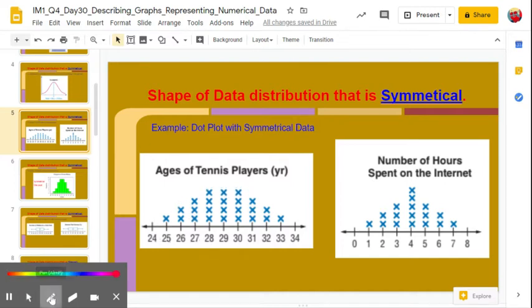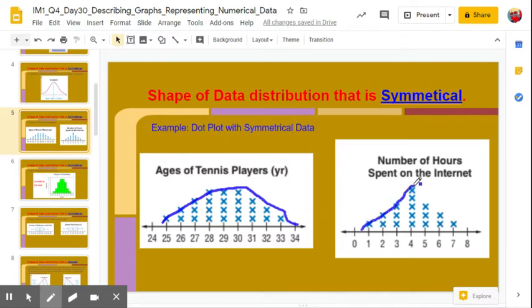If I went to draw on this, you can kind of see it goes up and then it comes down. It's not the prettiest graph. And the same thing here, right? It goes up, peaks here, hours on the internet, and comes back down. So it's kind of that symmetrical shape there, if you will.